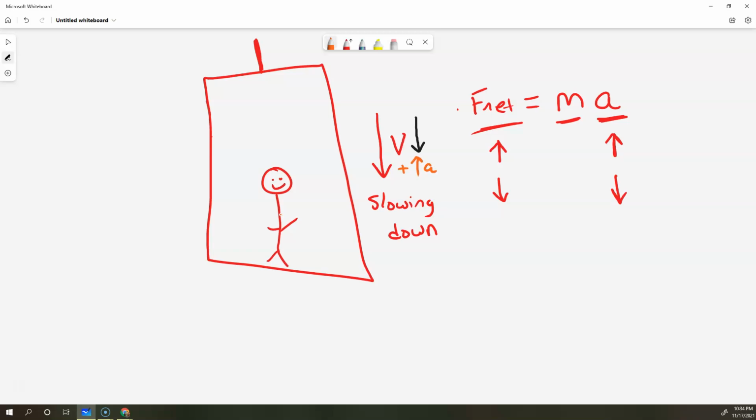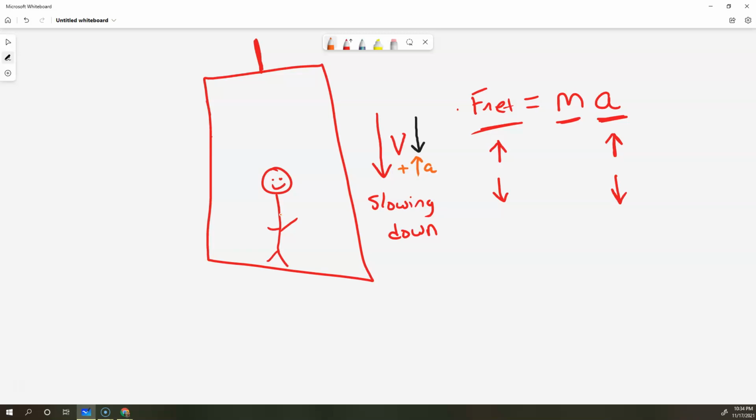So you were on the third floor, you're moving to the first floor, and as you get to the first floor, the elevator slows down and comes to a stop. And as that elevator slows down and comes to a stop, your acceleration must be pointed upward and the net force must be upward.